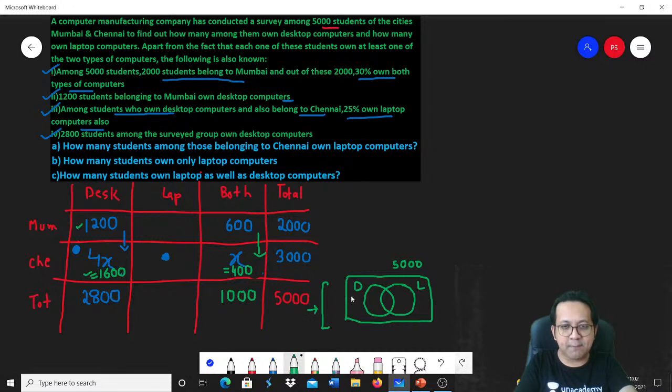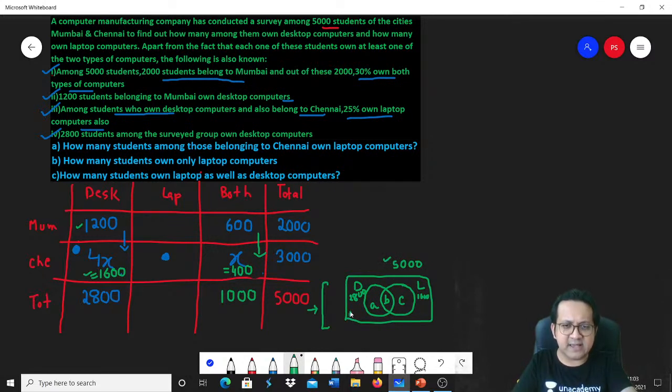For the last column, if you are able to visualize, how much is desktop? 2800. How much is laptop? 1000. Will you agree on this? And total is 5000. Fine. Let's say this is A, this is B and this is C. A, B and C total is 5000.